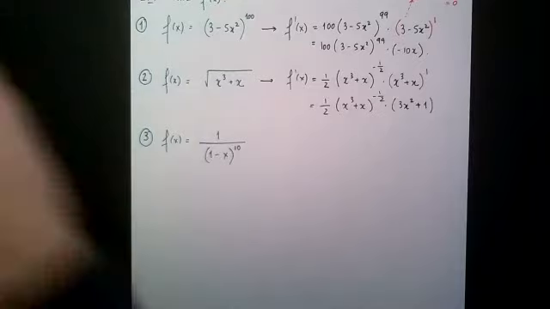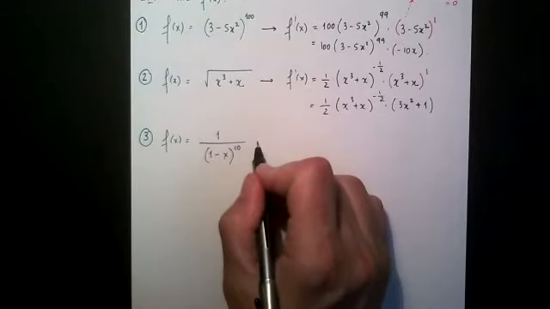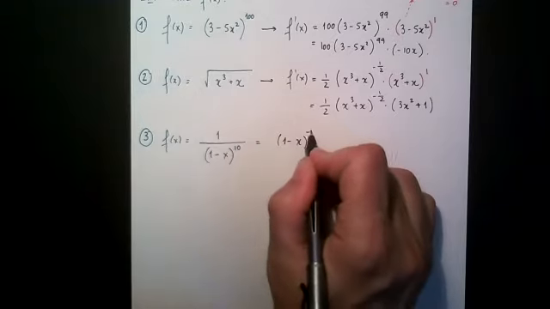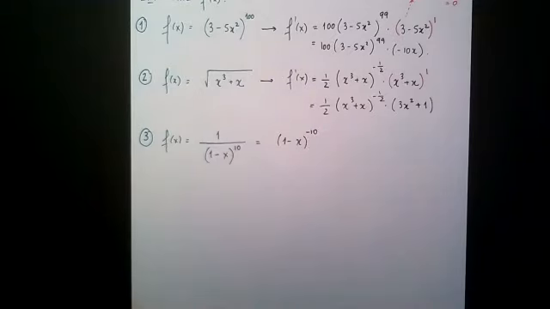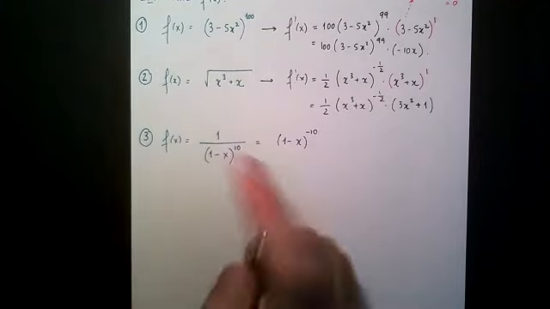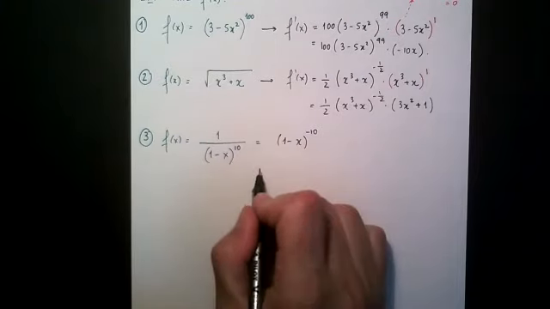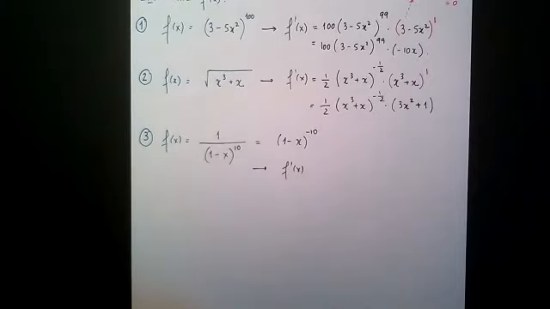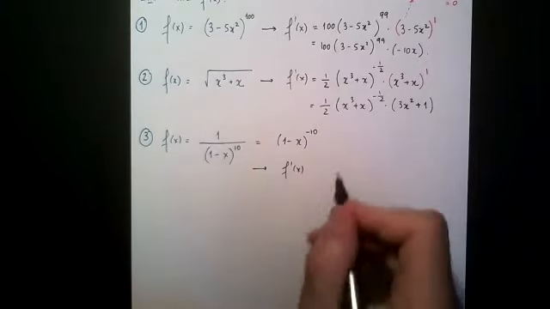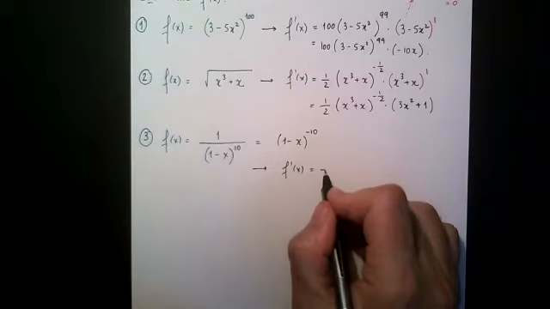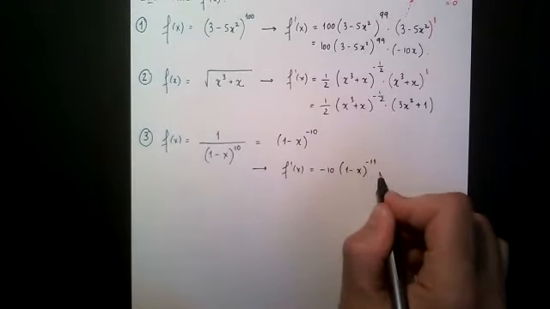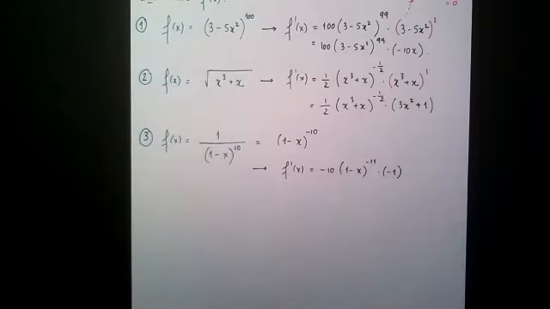The first thing we do here is rewrite it in exponential form. So it's (1 minus x) to the power of negative 10. Once we have this, now I can do the chain rule and power rule as we did. So it's equal to negative 10 times (1 minus x) to the power of negative 11, times the derivative of the inside, which is negative 1.